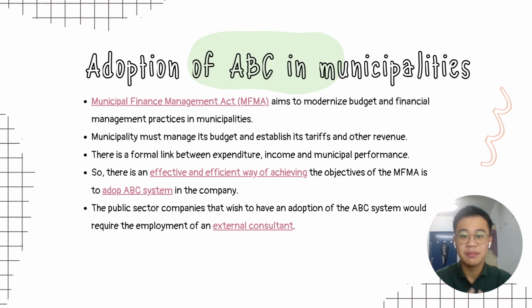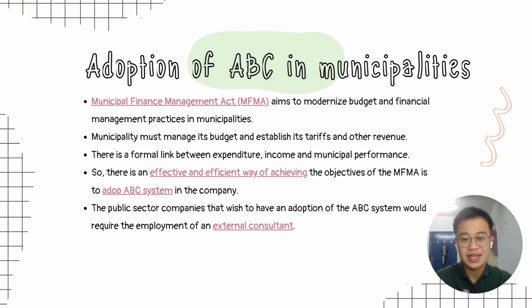So this implies that municipalities need to have a sound understanding of all the costs of their service and a realistic estimation of the revenue they are likely to receive from service charges. As you can see, the expenditure to be incurred has to be linked with a measurable outcome, such as a particular level of service to be provided to the customer and user. In this way, there is a formal link between expenditure, income, and municipal performance, and an effective and efficient way of achieving the objective of the MFMA is to employ the ABC system.